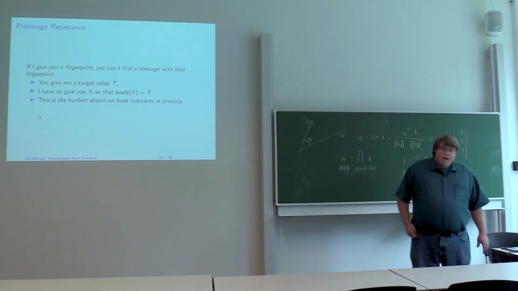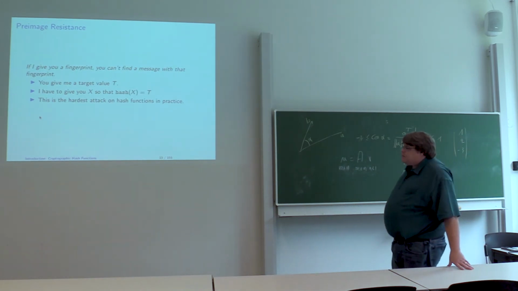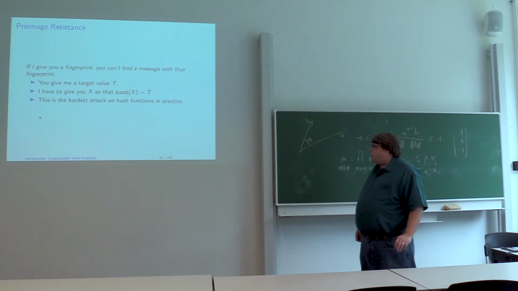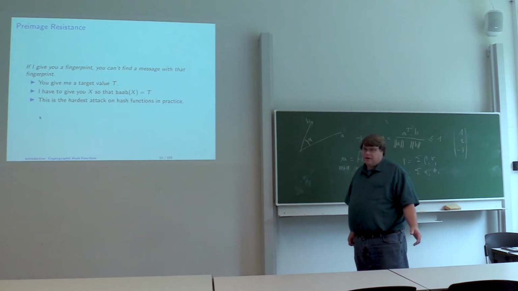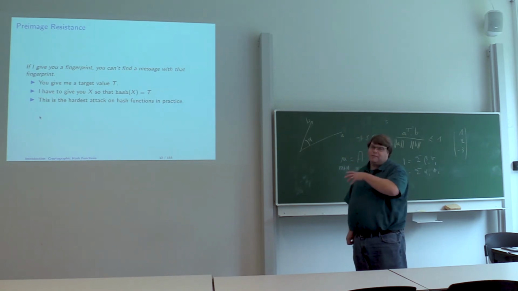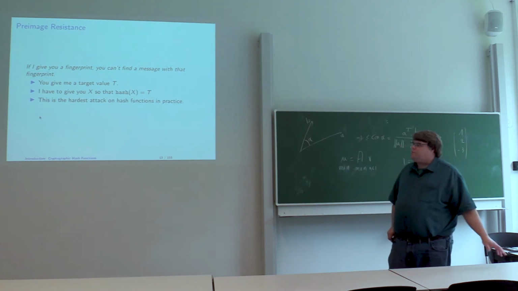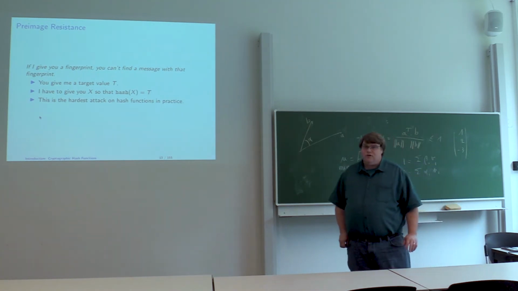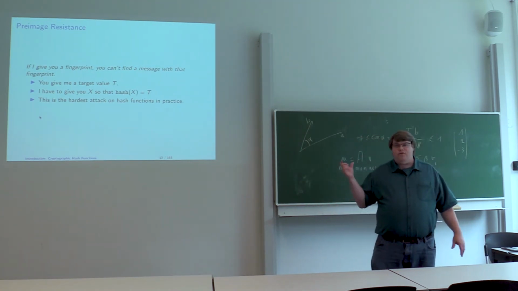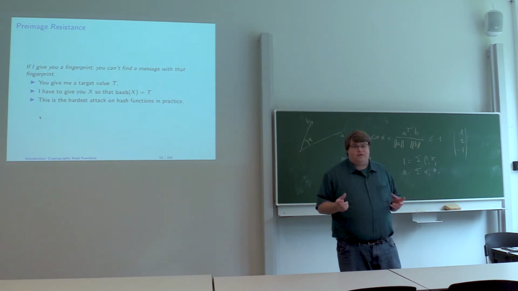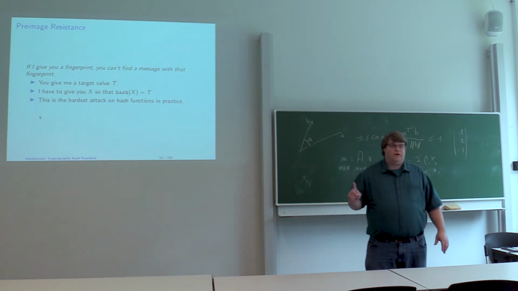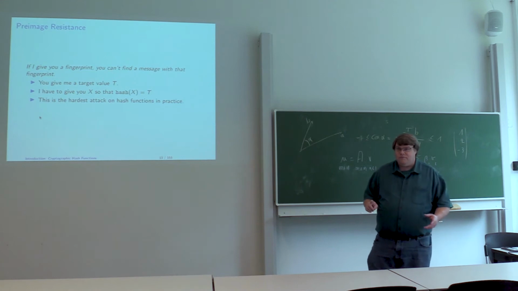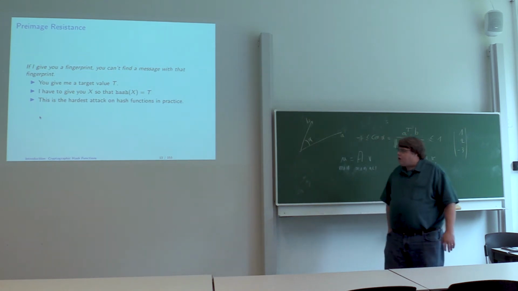So the other property, which seems to me to be the hardest property, the most demanding property on the hash, or the hardest attack, the least demanding property, is pure preimage resistance. A preimage is where I give you the target value and you find a message that hashes to it. It's like I find a fingerprint, you've got to find the person it matches.